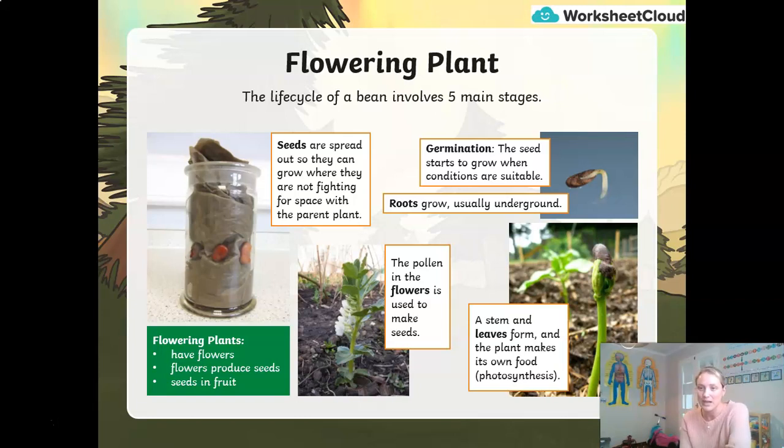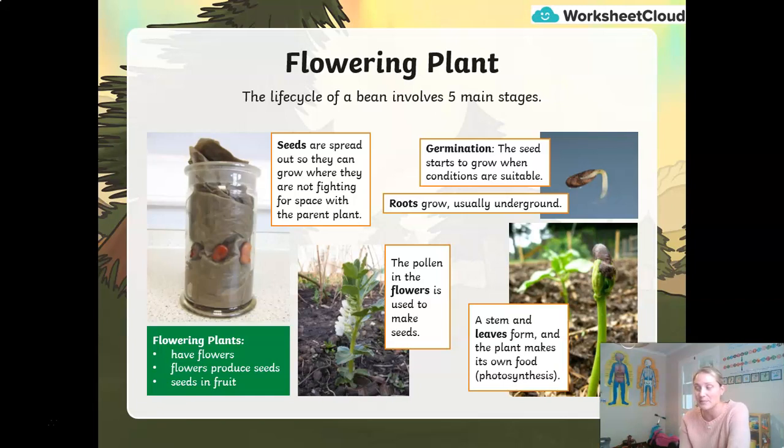Then, once it's big enough, the plant will produce flowers, and those flowers make new seeds. And then lastly, the seeds are spread so that they can grow far enough away from the parent plant and don't need to compete for space or sunlight or soil. Now, that stage, remember, is called seed dispersal, and it can happen in lots of different ways.